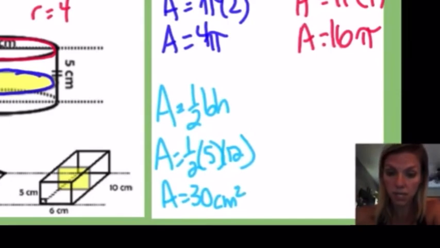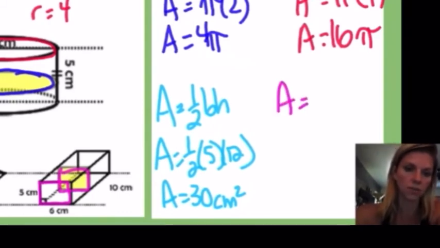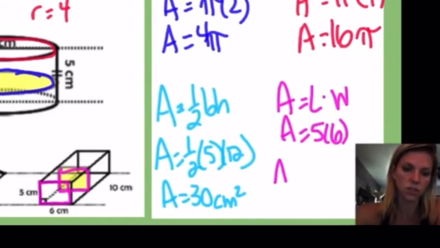In this one, this is a rectangular prism. So the area of the cross section is equal to the area of that rectangle. Area of a rectangle is length times width. So this one is 5 times 6. So this one also is 30. So it's 30 centimeters squared.